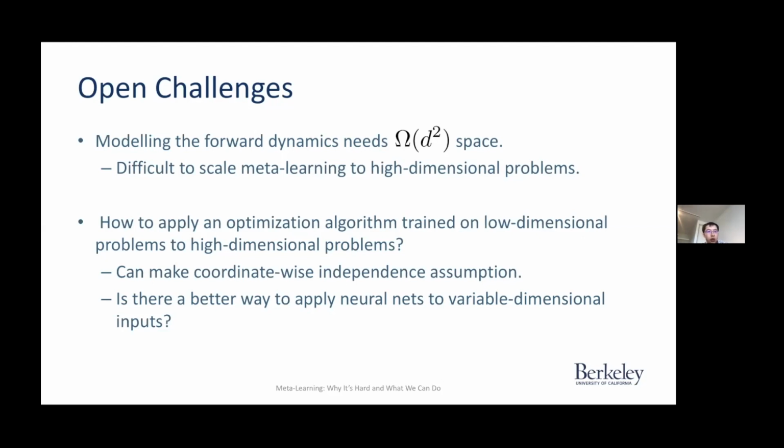The approach that we took in that particular paper was to train the optimization algorithm on low dimensional problems and apply that to high dimensional problems. And there's an interesting modeling question here. We did make a coordinate-wise independence assumption, right? This is essentially saying that for every coordinate of the base parameters, the behavior of your update formula is going to be the same regardless of which coordinate you're actually looking at.